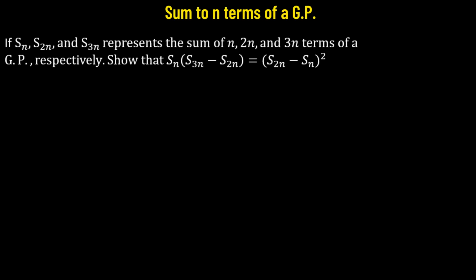So here we have three sums, Sn, S2n and S3n. These sums are the sum to the nth term, 2nth term and 3nth terms of a given geometric progression. We need to show that the following expression is true.